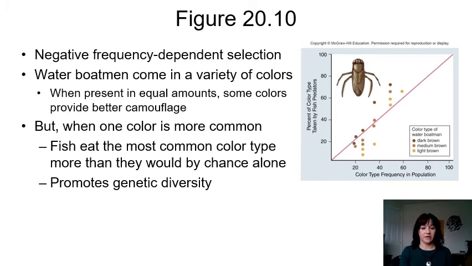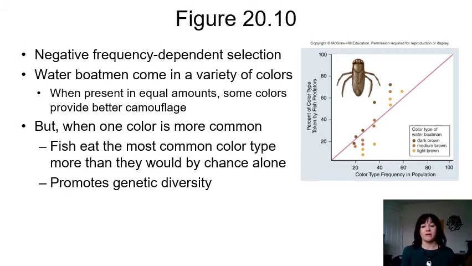is going to be, that colored bug is more likely to get eaten by prey, right? So fish will eat the most common color type more than they would by chance alone. So what's going to happen? The lighter colored bugs are going to survive better, and their genes are going to get passed down into the offspring, and we're going to be promoting variability of color.